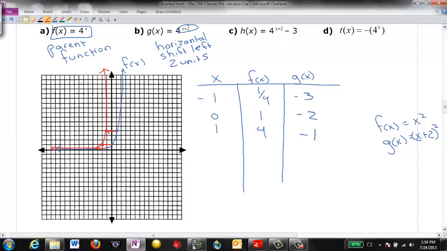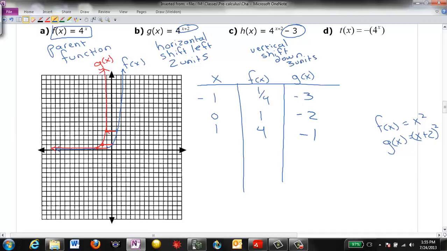There's our shift over to the left 2 units. So we have g of x here. Okay, so let's go over to C. We'll take a look at C now. And notice that h of x is the same as g of x, except for this -3. And this represents a vertical shift down 3 units.